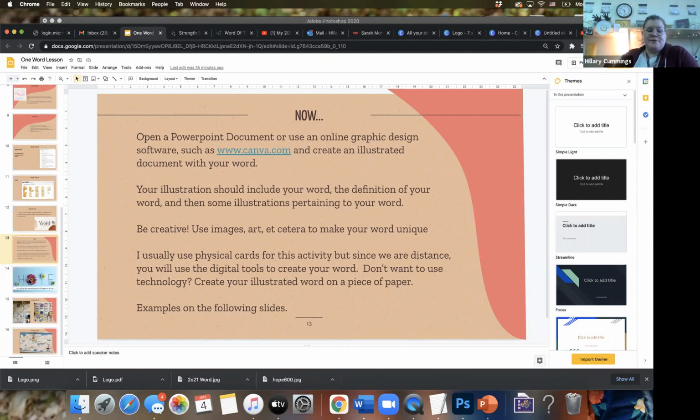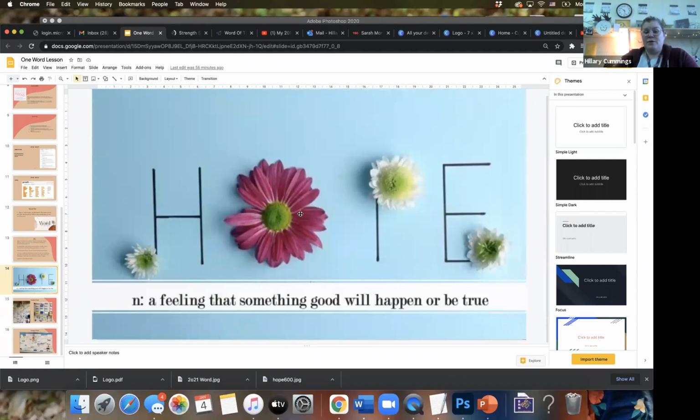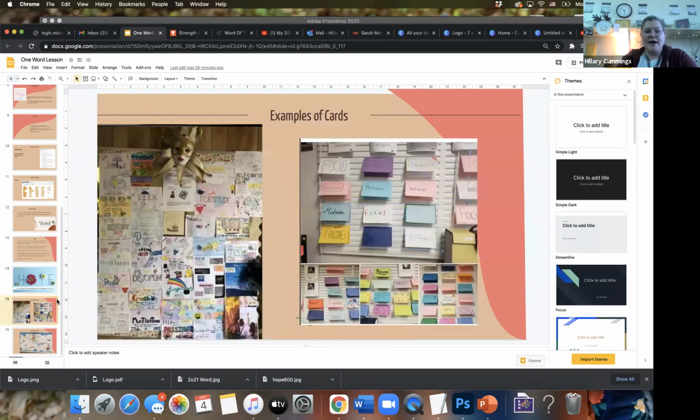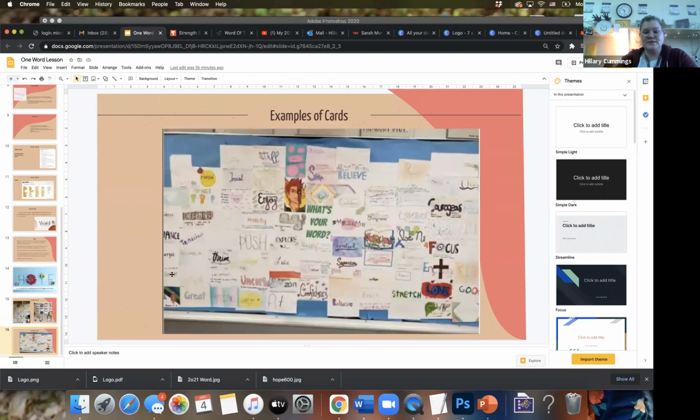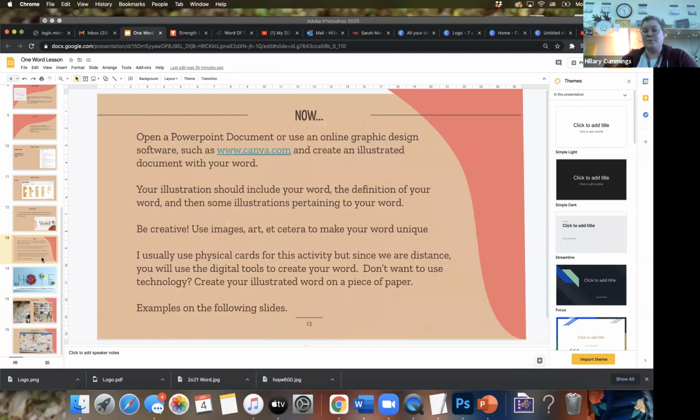I have put some examples. So here's my word. So I have the word hope, and I've done some artistic elements with it. And then I have the definition. That's a feeling that something good will happen or be true. Now, I do have some other examples that you can see where students have done in the past, okay, where you see different illustrations, you see people being creative. So again, if you would prefer doing this on a physical piece of paper, please do so, and then you just take a picture. So this is your assignment for the week.